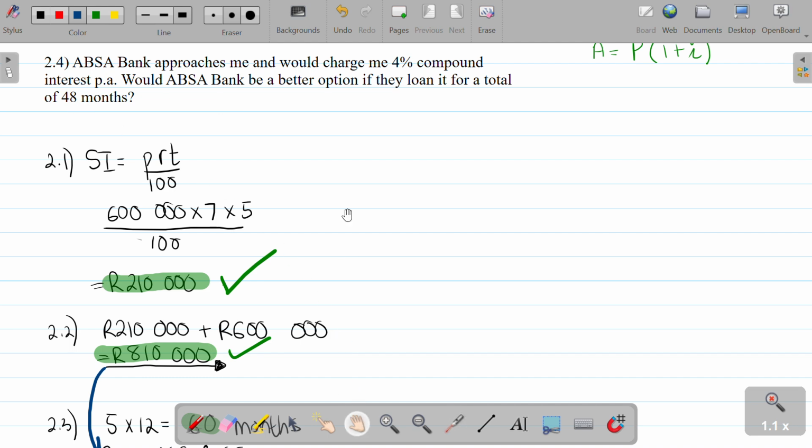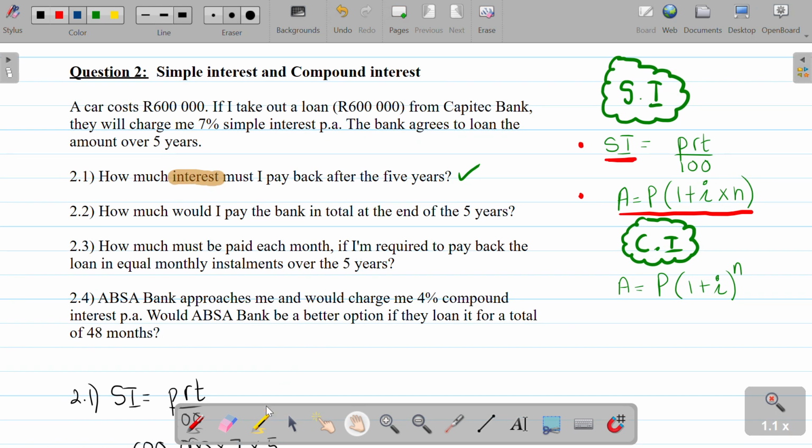So guys, there are a few important things that I need to highlight to us. So the first thing, guys, is that the interest that they are charging me is a different type of interest. It is not simple interest anymore, which Capitec was charging me, but it is compound interest. Okay, let me just write that. That is number one. That's the first difference.